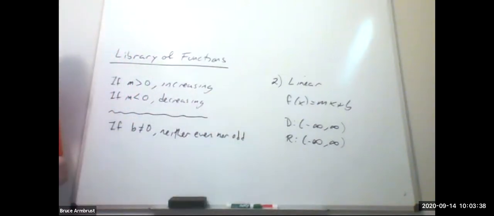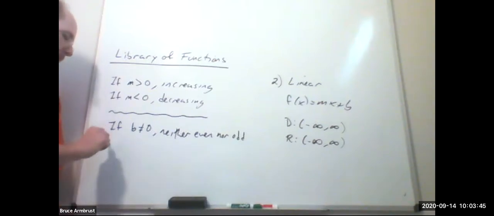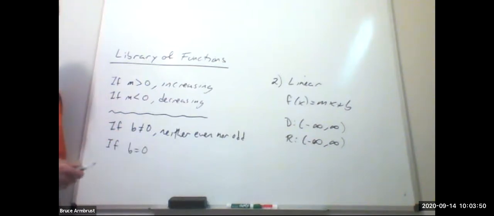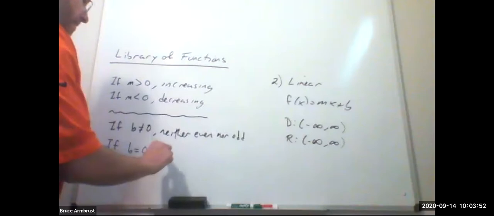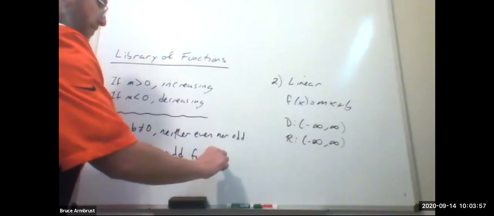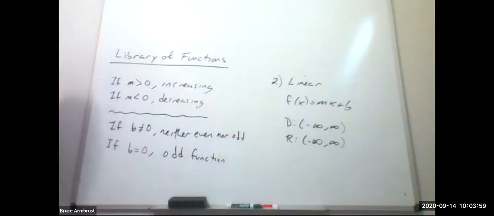Okay, so it's just going to be no. It's not even, it's not odd. Okay, so then if b equals 0, so we actually go through the origin, then it's an odd. So lines are another one that are a little tricky, but in terms of even or odd, it's odd if it goes through the origin, and if it doesn't, it's neither even nor odd.